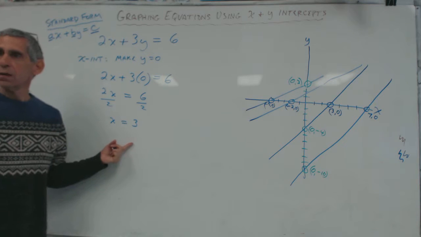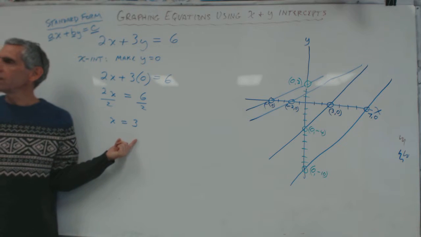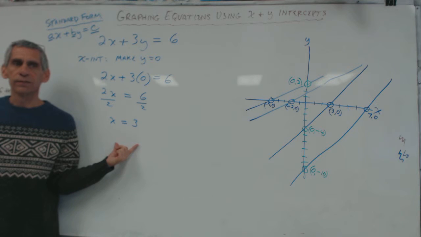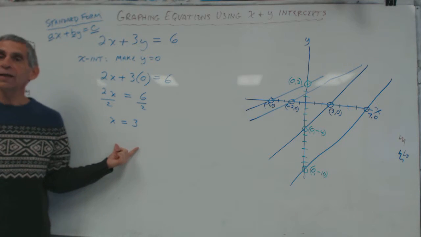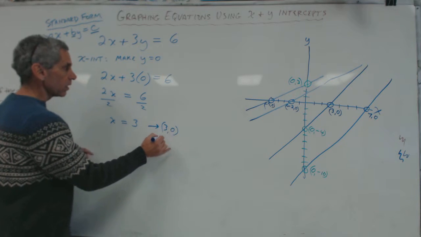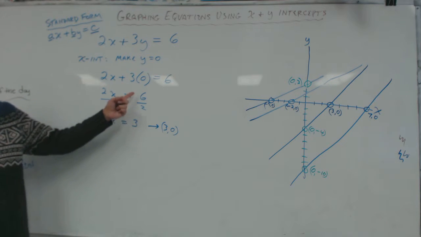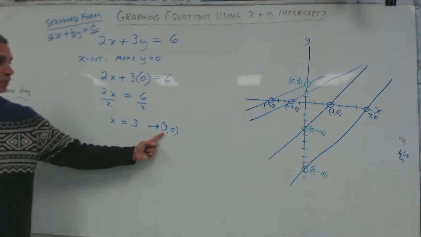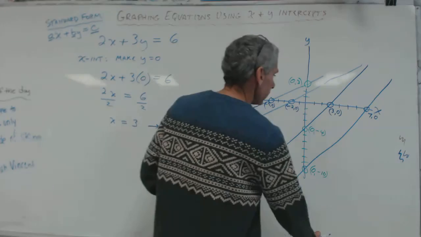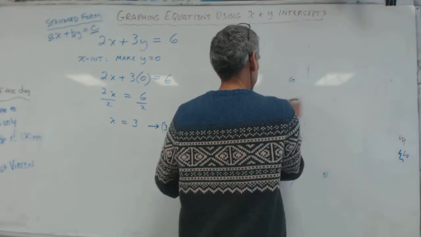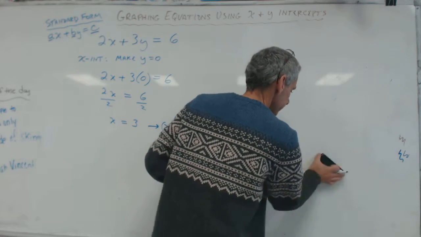So what is my actual point? What did I just solve for? 3, 0. So this is 3, 0, because I made y 0 and x is 3. Does that make sense? So your point is 3, 0. And then we need to do the same thing for the graph, except making x 0, right?